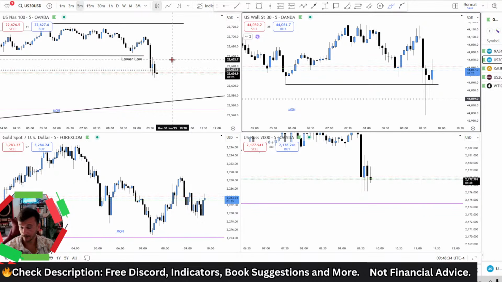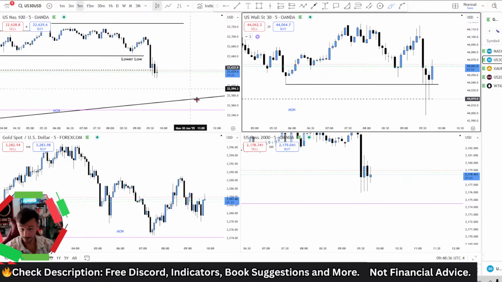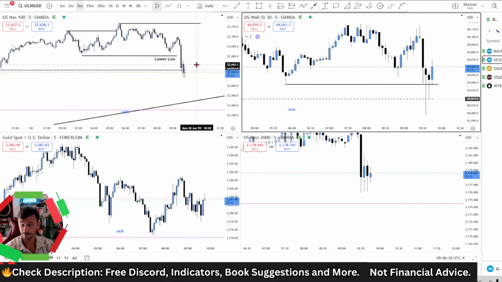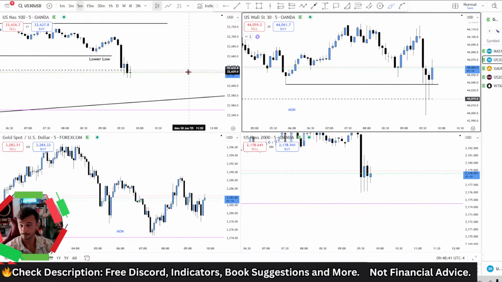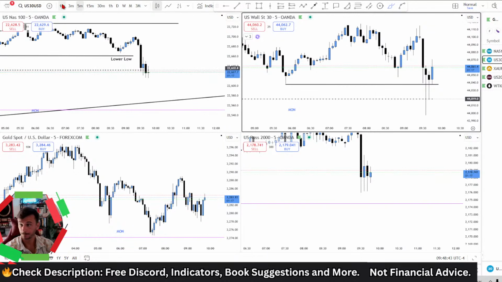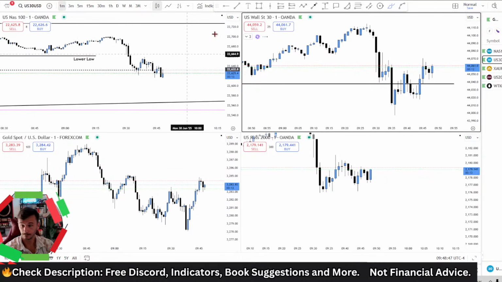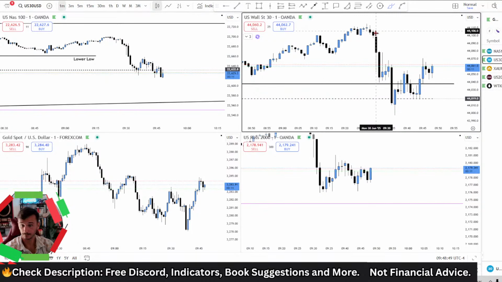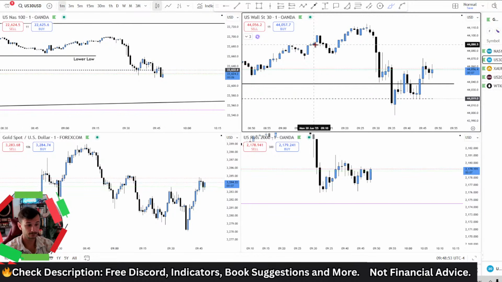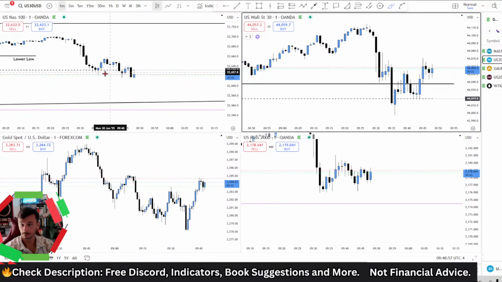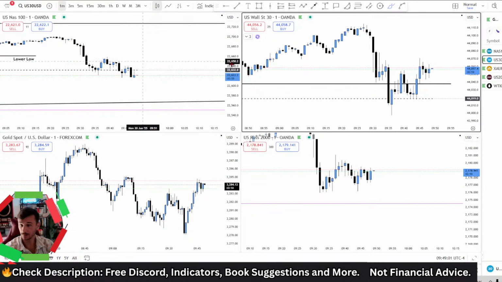Right back to watching paint dry. Okay, the bars were dragging lower. The bars themselves are making lower highs.